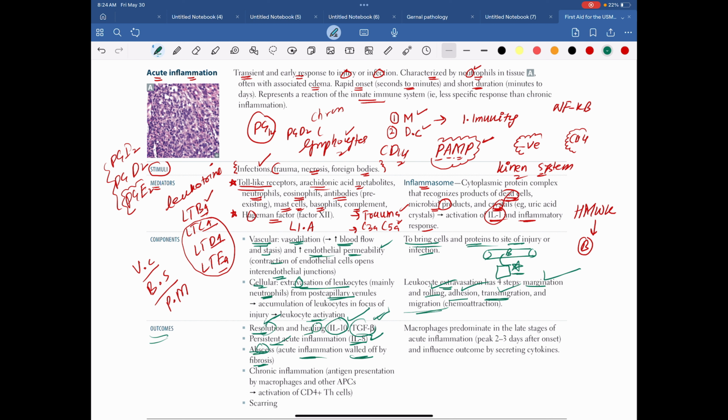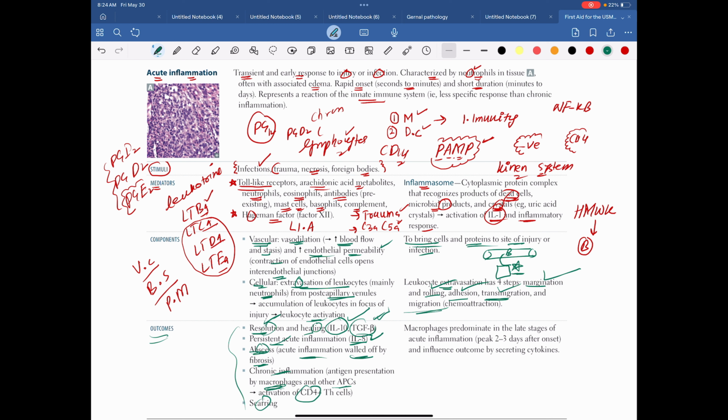Then after that, if acute inflammation continues, if it persists for like 4 weeks, 8 weeks, 10 weeks, 4 months, 6 months, it will become chronic. And always remember one thing, chronic inflammation is always characterized by macrophages and other antigen presenting cells that lead to the activation of CD4 plus T helper cells. And after that, with acute inflammation, you can also get scarring. So basically these are the important outcomes.